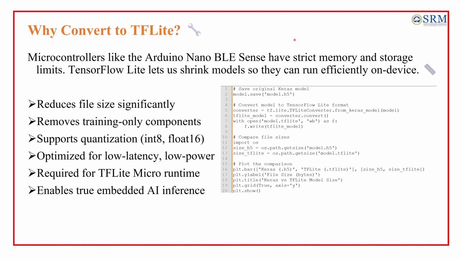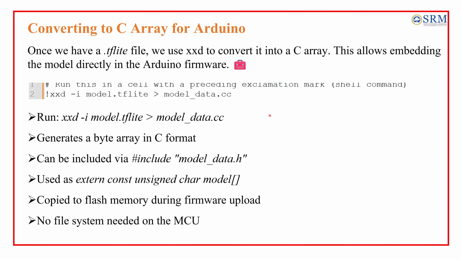Once we have the TensorFlow Lite file, we need it embedded into our Arduino projects. For that, we have to turn it into a C array. We'll see that in the next slide. The Arduino board doesn't have a file system, so we can't just copy the model we created, model.tflite, into memory like on a PC. So instead we use the xxd tool to convert it into a C array or a C file.